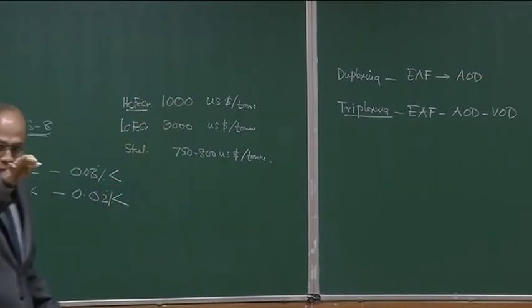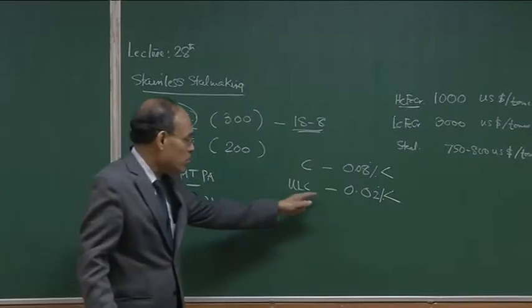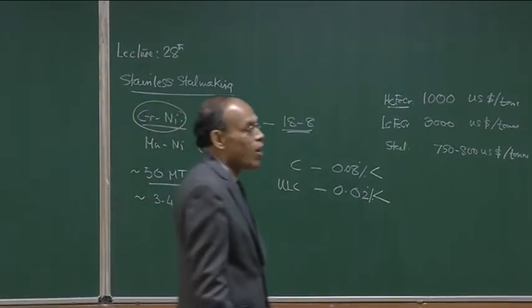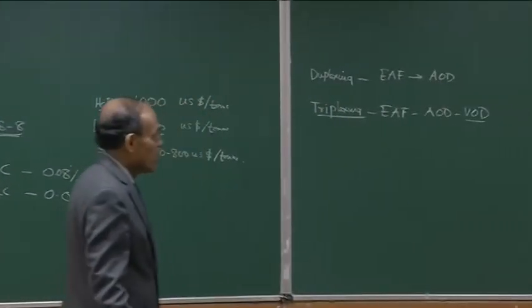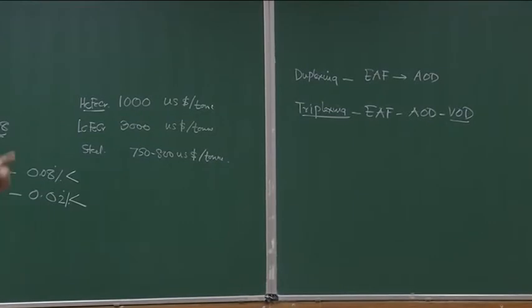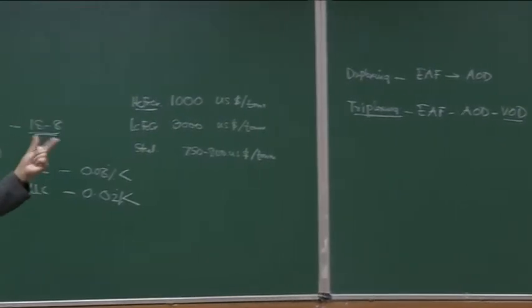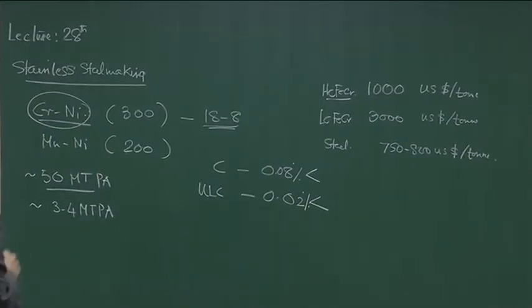So, from 0.08 to 0.02, driving out carbon at that particular level will necessitate that you have a reactor where there is vacuum to reduce the carbon monoxide partial pressure, and therefore, these are 3 reactors. So, that is how the name is derived. 2 reactors working in conjunction is duplexing, and 3 reactors is triplexing.